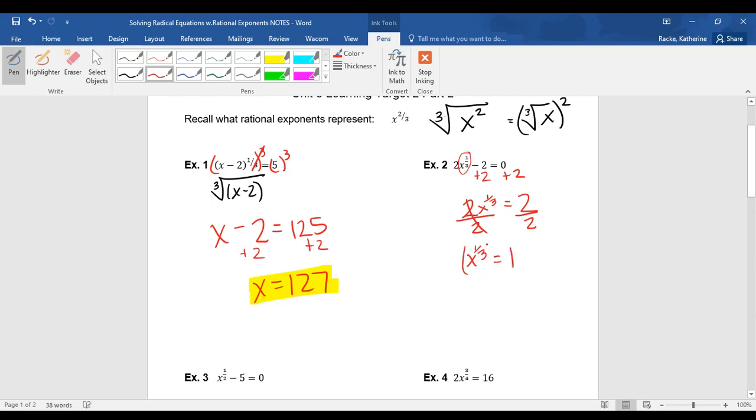And then I need to cube both sides. That cancels out, I get x. 1 cubed, so 1 times 1 times 1 gives me 1. And that would be your final answer.